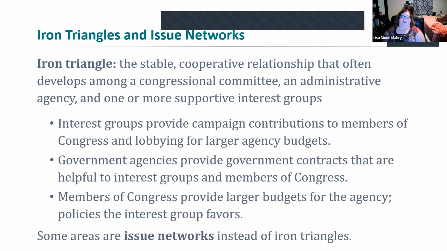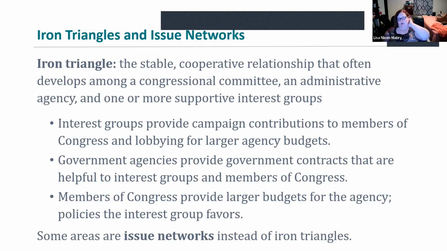So there are two different types of groups as to how interest groups, elected officials, and members of cabinets all come together to really get things done. The first one is an iron triangle. The definition of that is the stable cooperative relationship that often develops among a congressional committee, an administrative agency, and one or more supportive interest groups. Not all of these relationships are triangular, but the iron triangle is the most typical.